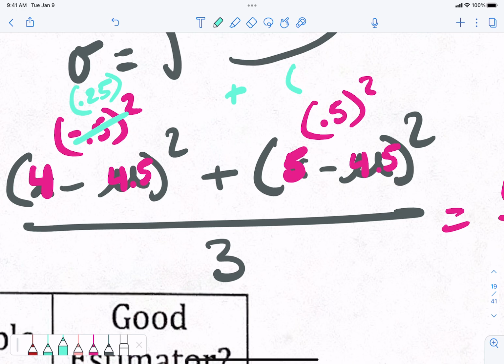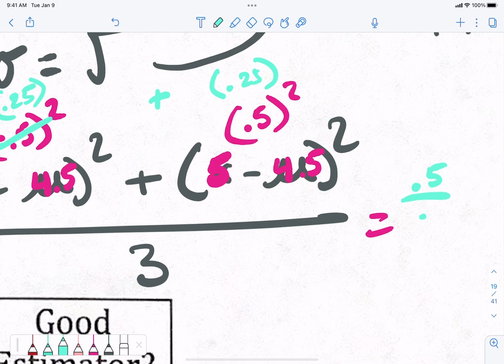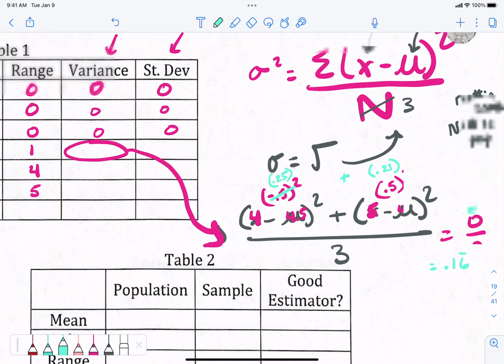Why did you divide by 3? The standard deviation. 0.25, okay? If I take 0.25 and 0.25 and add them together, that's 0.5, divided by 3, because there's 3 total numbers. 0.5 divided by 3 is something. What is that number? 0.16 repeating, something like that. Okay, that's my variance, 0.16 repeating.